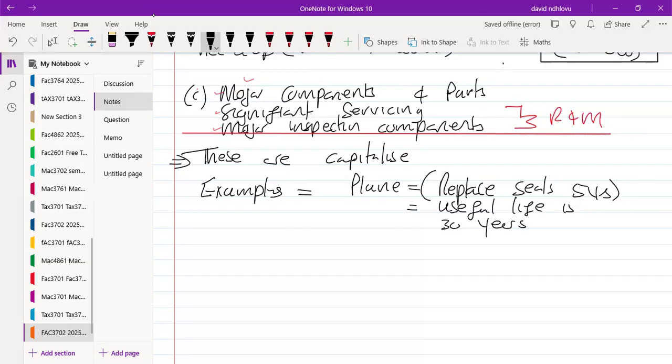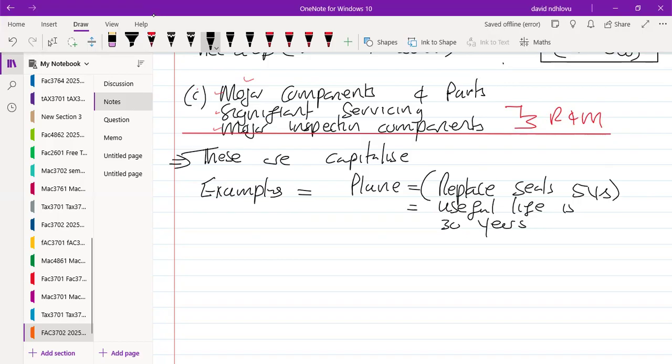Or in your standard, they'll give you an example of a placed furnace. If you have a placed furnace, the lining of the walls must be replaced regularly. So that's a major inspection component. Here, the seats will be a major inspection component. Or you have an asset with major parts, like the engine of a vehicle. It's a major component in that particular vehicle.